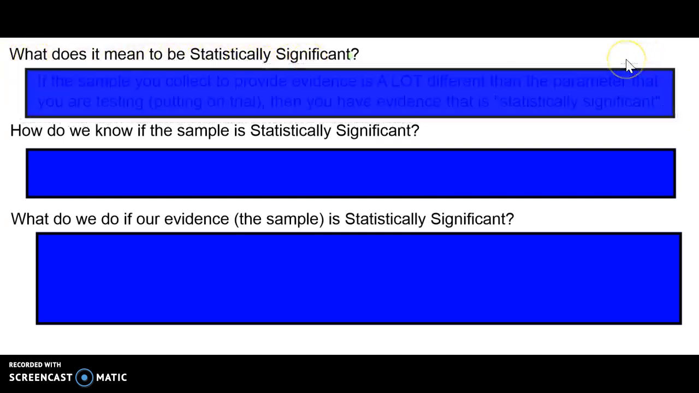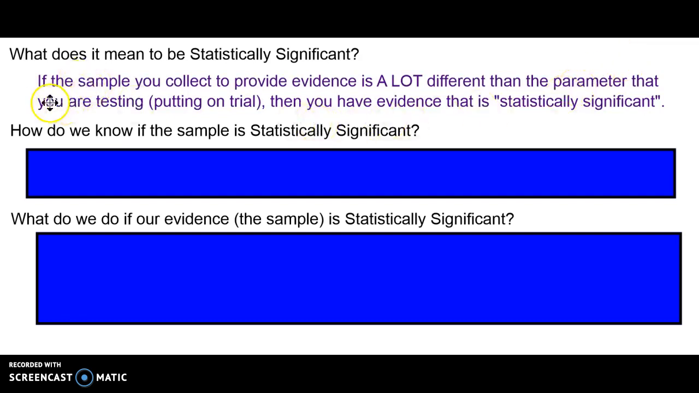So let's start off with, what does it mean to be statistically significant? Well, when we say statistically significant, that means that the sample that you've collected for your hypothesis test, which provides evidence, would be like this. If the sample you collect to provide evidence is a lot different than the parameter that you are testing, and I like to say that the parameter that we are testing in our null hypothesis, we are putting on trial, then you have evidence that is statistically significant.